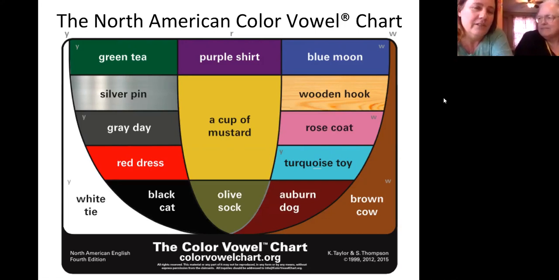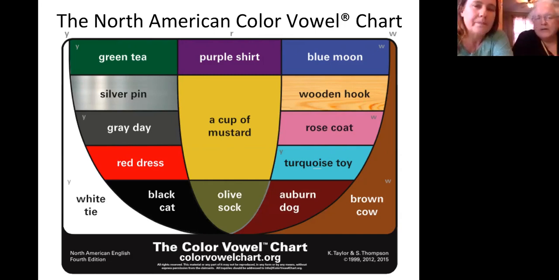And so we can say, well, yeah, it's unstressed, and yet it's about this sort of crossbar I schwa behavior that would be right up here. Graduate. Right, where a cup of mustard and silver pin meet. That would be graduate. And then there's graduate, and graduate would be a gray unstressed final syllable there. And yet both are categorized as black words using the graphic organizer that we call the color vowel organizer.